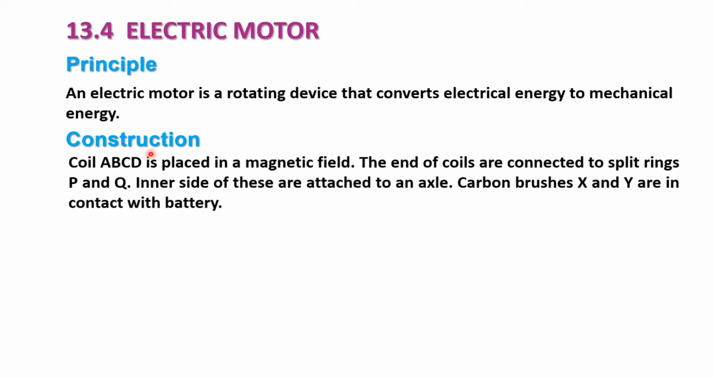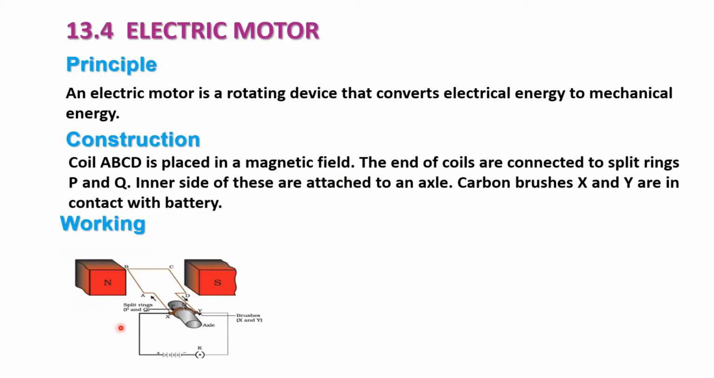See the construction. The coil AB is placed in the magnetic field. But where is this coil? After seeing the diagram only, you can understand. So let us see over here. The coil A, B, C and D is placed in the magnetic field. This is north and this pole is south. So the magnetic field is moving from north to south.